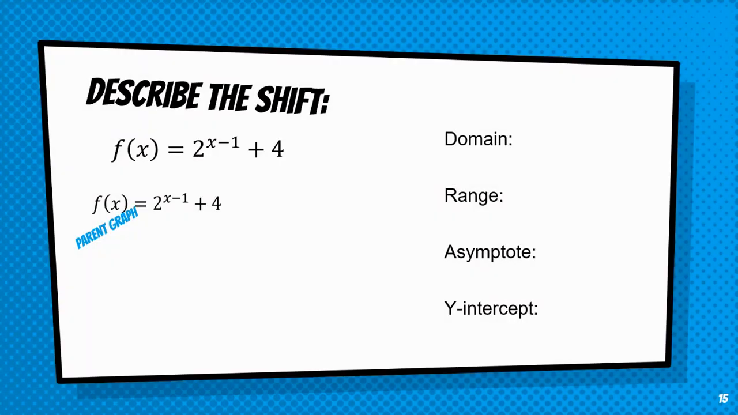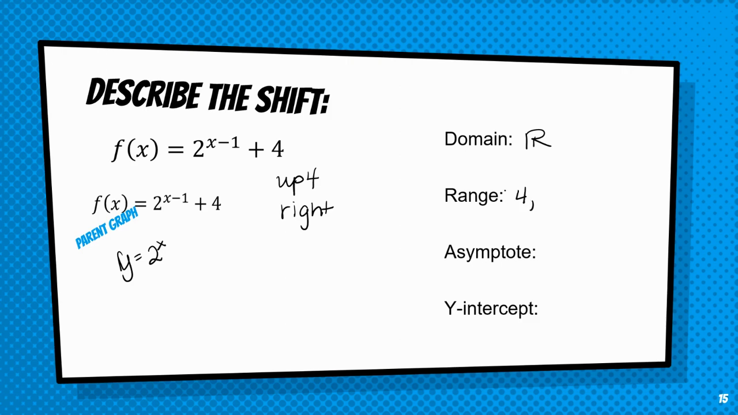Let's try another one. Let's start with the shift, and I don't know what happened to my graph here, but we can see that this has moved up 4, and it's moved to the right 1. And the parent graph would have been y equals 2 to the x, okay? So that means that the domain is still all reals. That has not changed. The range, however, has now moved up 4.